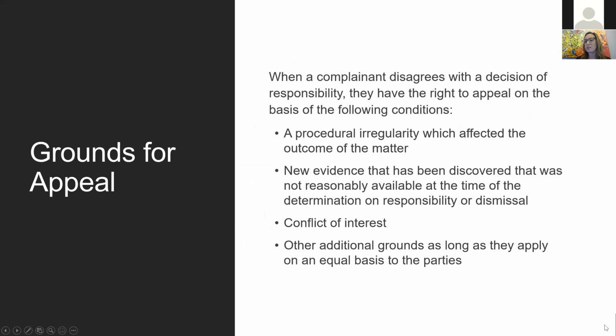Okay, so parties have the right to appeal when you submit the investigative report, your dismissals, your investigation results. And so here are the grounds. If they say that there has been a procedural irregularity, so let's say that they feel like one of the investigators was biased. Maybe they got new evidence that was not available at the time. So they can appeal and say, hey, we've got new information. The conflict of interest and other things, as long as they apply on an equal basis to the parties.